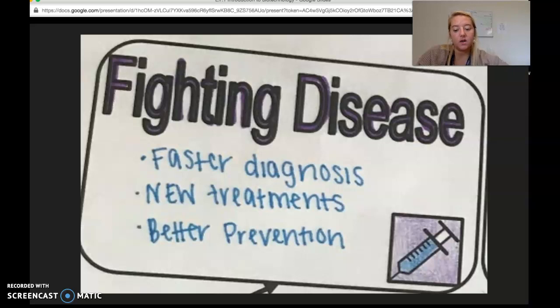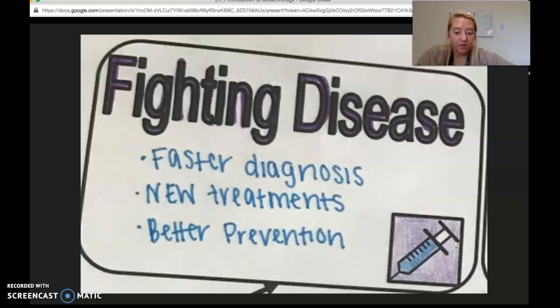And biotechnology can also help to better prevent the spread of diseases, something that is super applicable today, right? At this time last year, we didn't even know what COVID was, so we didn't have any tests for it. We didn't have any diagnoses. We didn't have any treatments.